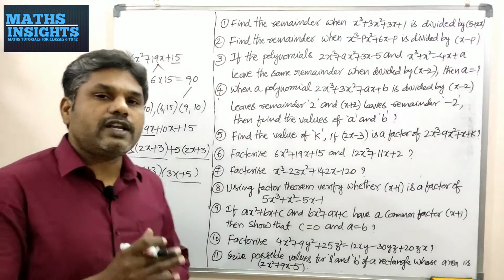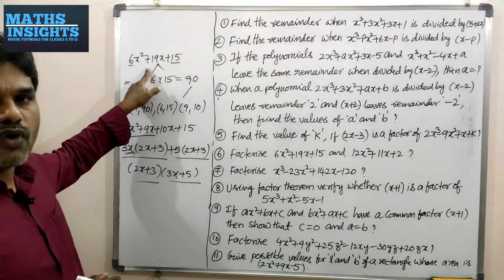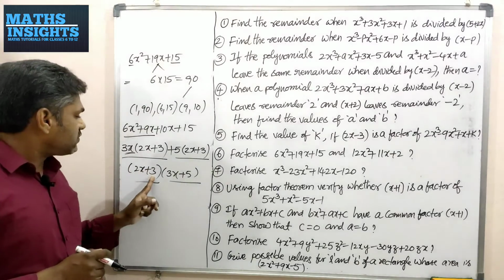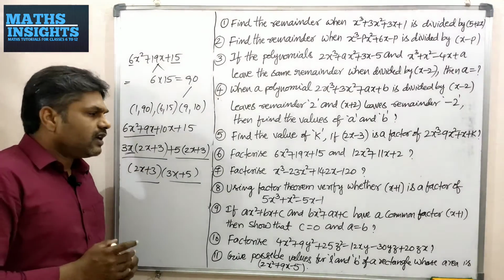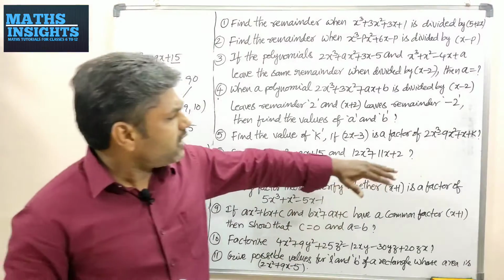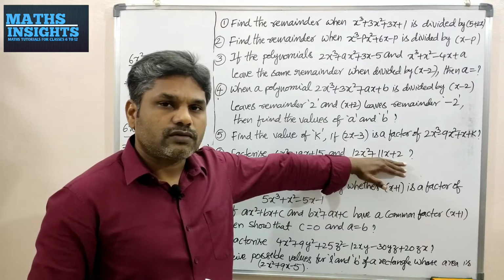Factors means if you multiply any two, you have to get back the original product. That is 2x plus 1 is one factor and 3x plus 5 is another factor. In a similar manner, you may find the factors for the second polynomial also.